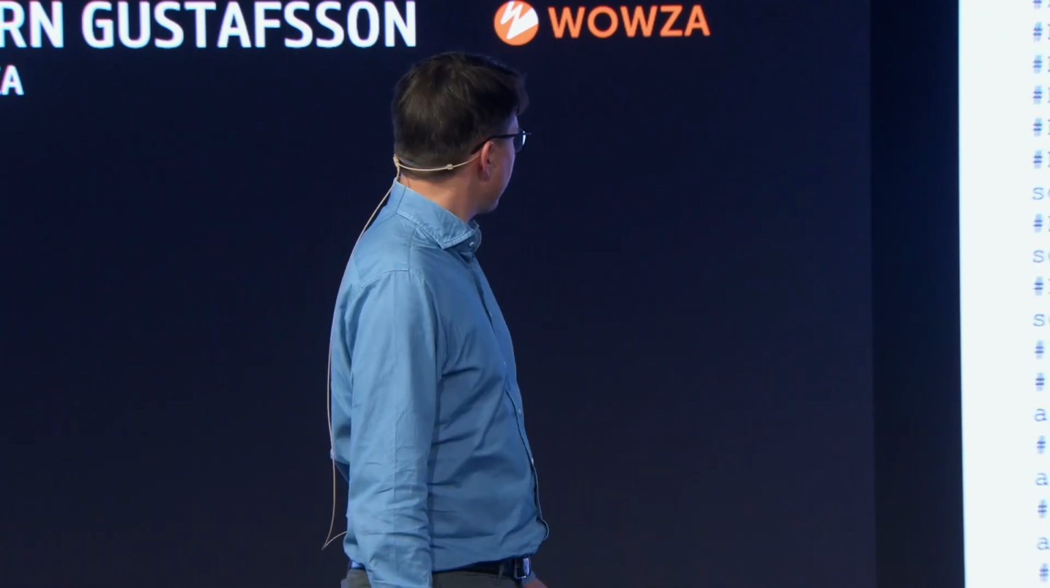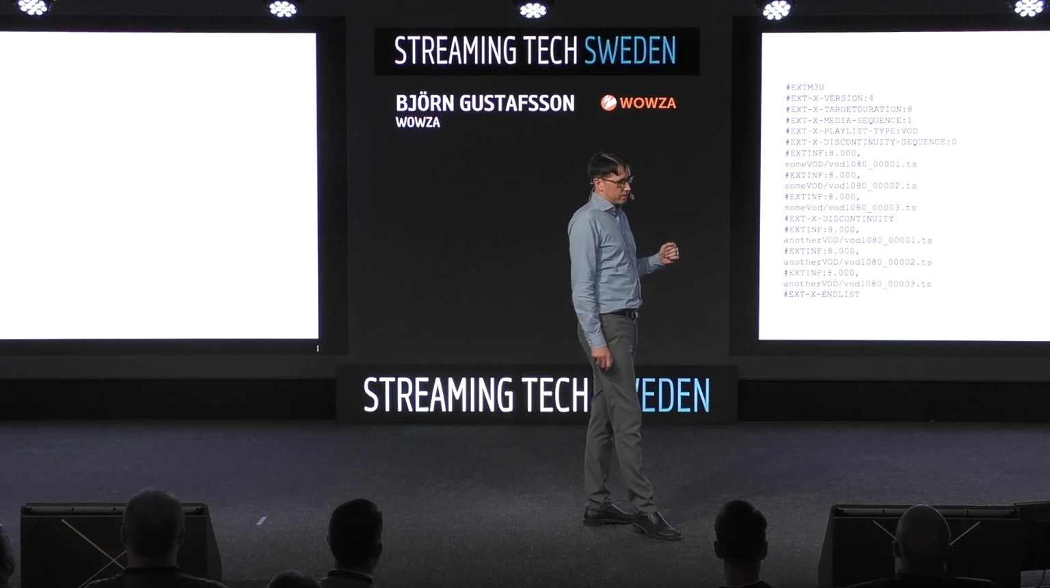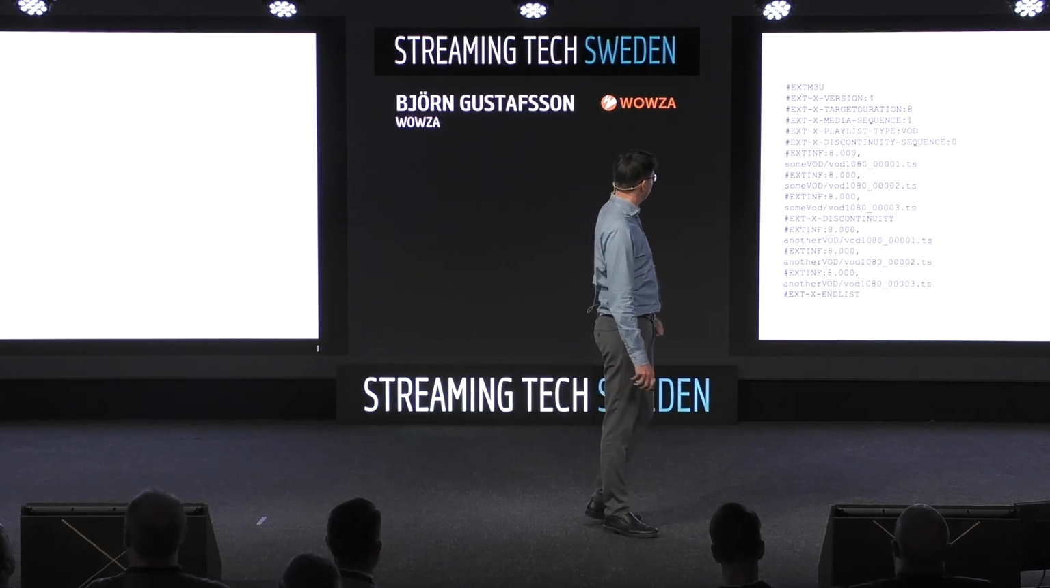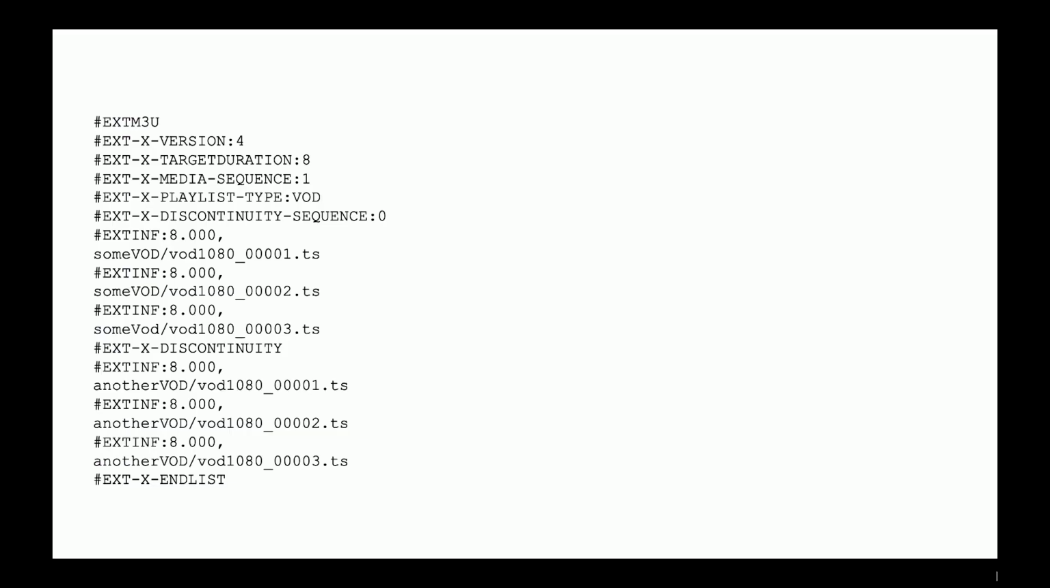So here we have 2 VODs put together. First, there are 3 segments from some VOD, followed by 3 segments from another VOD. You see the paths are different from one VOD to another VOD, so we want to clean that up. And then we need the discontinuity tag. That's sort of telling the player that the time codes in these segments might be off, so don't go and die on us, please.